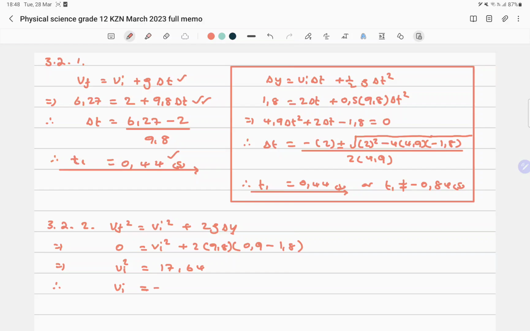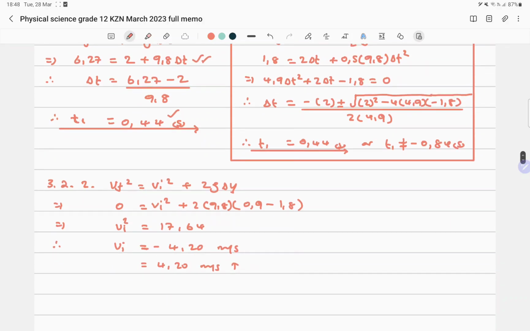Now, the square root of 17.64. Remember, that would have been a plus or minus, so it's going to be 4.20 meters per second. Now this one is upward, because upward is negative since we chose downward as positive. Okay, so that is the best way to go about it, I believe. Makes life a lot easier.